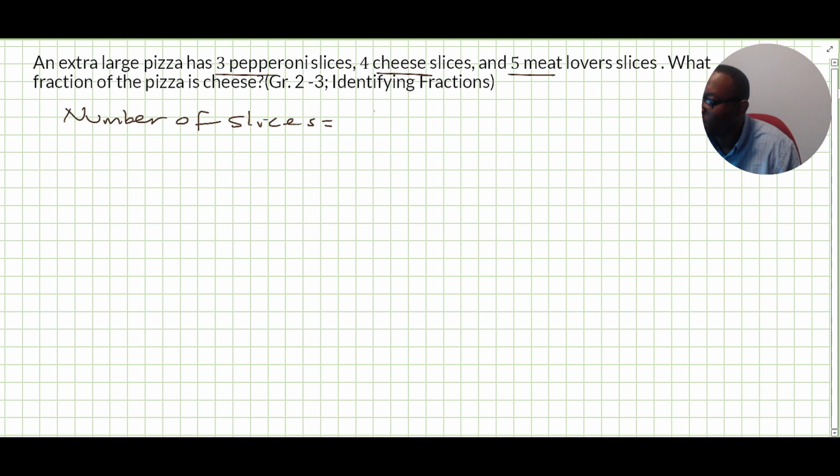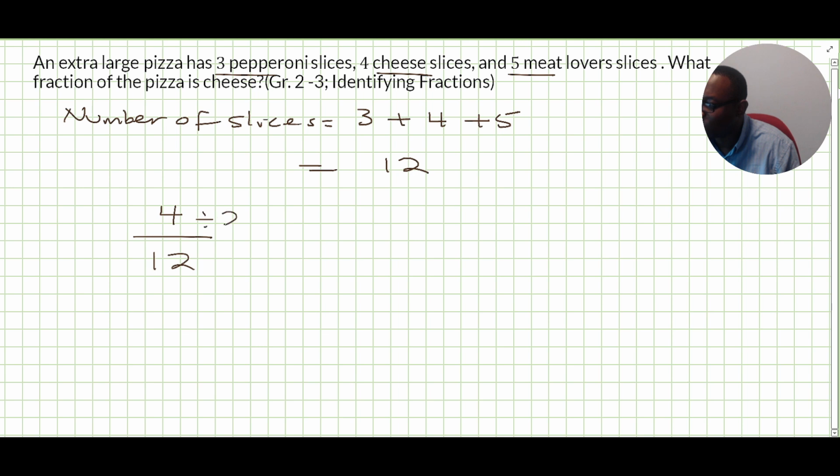We have 3 plus 4 plus 5. This is going to give us 3 plus 4, 7, plus 5, which is 12 slices. Now we want to find out what fraction of these is cheese. How many cheese slices are there? We have 4 cheese slices, and there are 12 slices of pizza altogether. So this is the fraction in its raw form. Now we're going to simplify this to the simplest form.